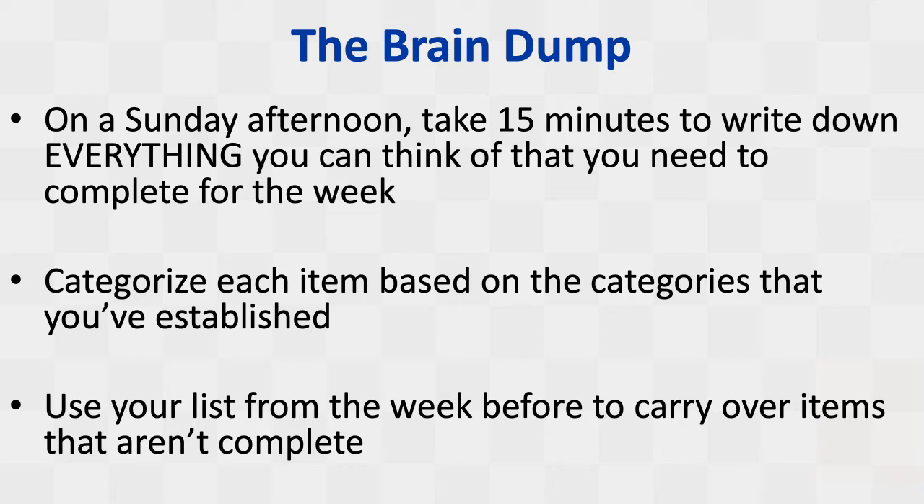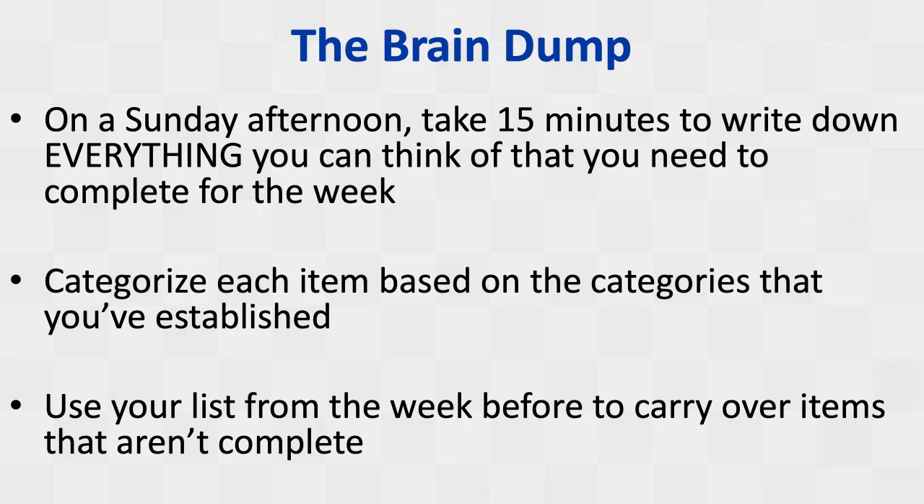So on a Sunday afternoon, you'll take about 10 to 15 minutes to write down everything that you can think of that you need to complete for the week. Each of these items will be categorized based on the categories that you've already established. And then you want to use your list from the prior week to carry over any items that maybe you didn't complete or that are recurring from the previous week.